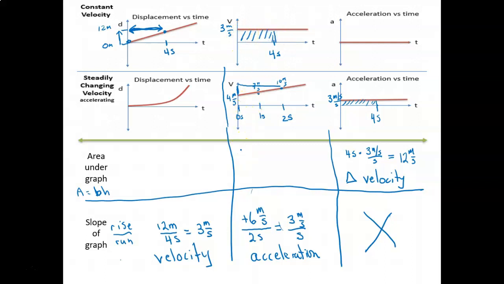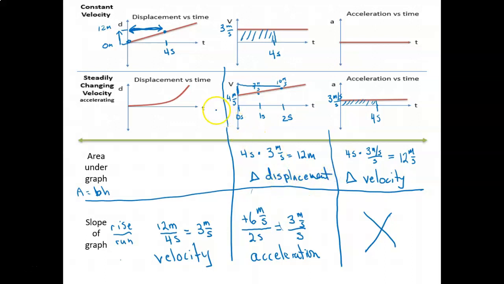Remember, area is side times side, base times height. So in this case, our base would be 0 seconds to 4 seconds. Our base would be 4 seconds, and our height, 0 meters per second to 3 meters per second, would be 3 meters per second. And if we multiply those, we get 12 meters. Well, that would tell us how far we moved during that 4-second period of time. So the area under a velocity versus time graph tells us how far we moved in that period of time. So let's just say our change in distance, or our change in displacement.